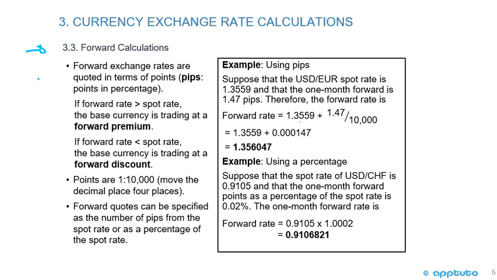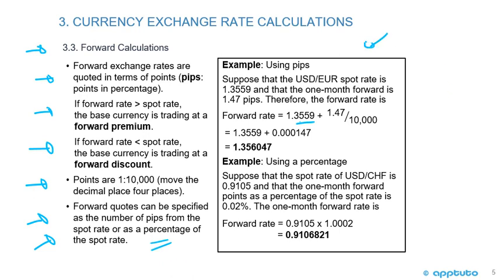Foreign exchange rates are quoted in terms of points or pips, okay? Points in percentage. And if the forward rate is greater than the spot rate, the base currency is trading at a forward premium. If the forward rate is less than the spot rate, the base currency is trading at a forward discount. Again, points are 1 to 10,000 because we're going to move the decimal places 4 places. You can see the normal forward rate is going to be quoted to 4 places. Even though our solutions round to maybe 5 or 6 decimals, that's fine, but we're using the 1 to 10,000. And forward quotes can be specified as the number of pips from the spot rate, or as we saw in the previous slide, as the percentage of the spot rate, okay?